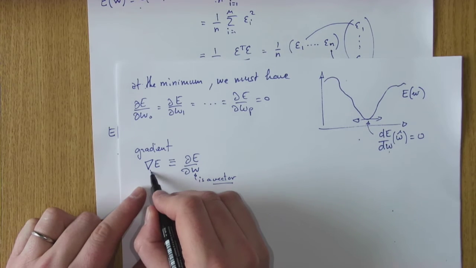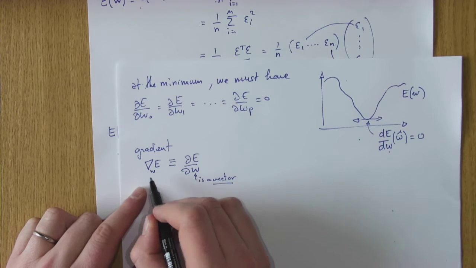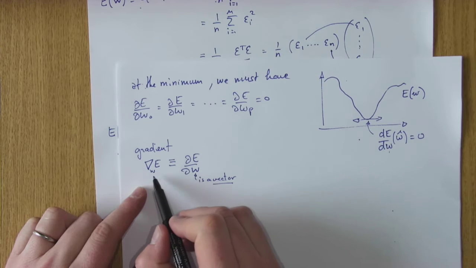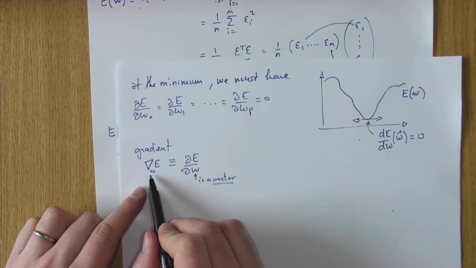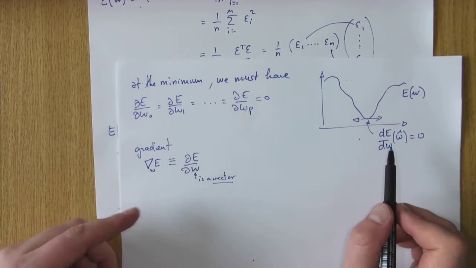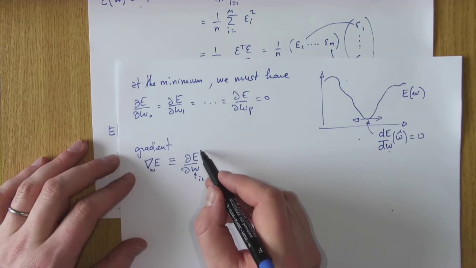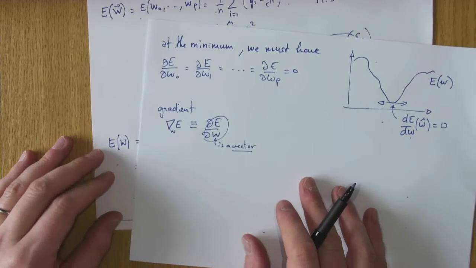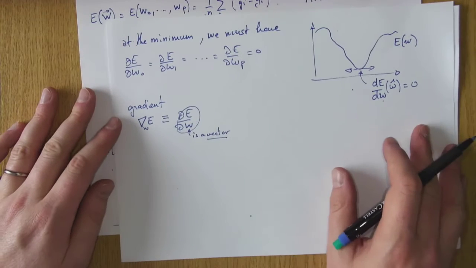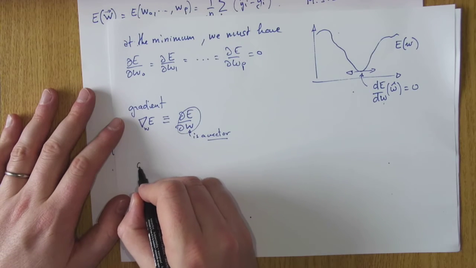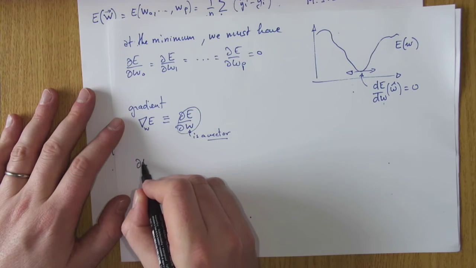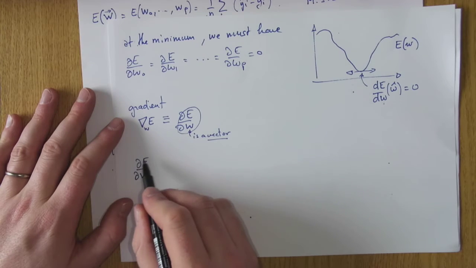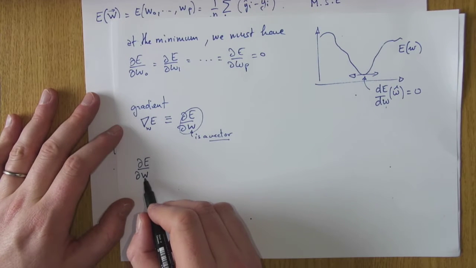Sometimes you have the gradient written with the inverted triangle, indexed by W, of E. Both work, but I have a preference for this one, so I'll use this one. All it is here is the gradient according to W.